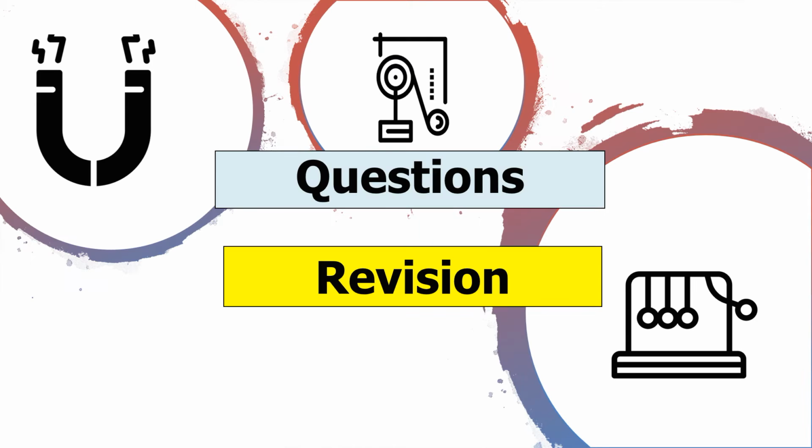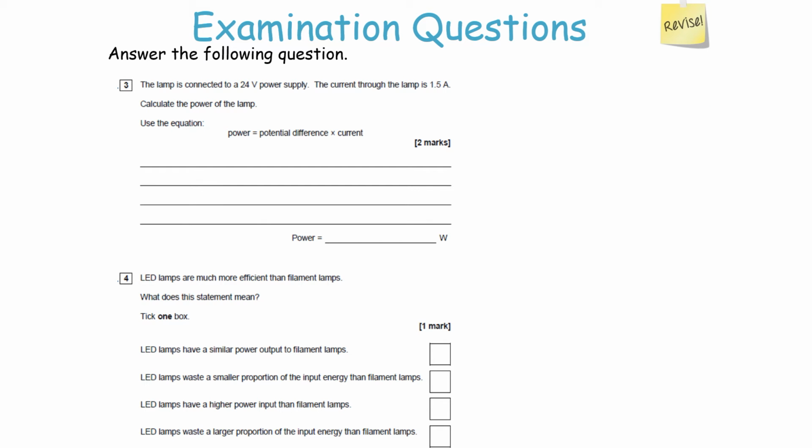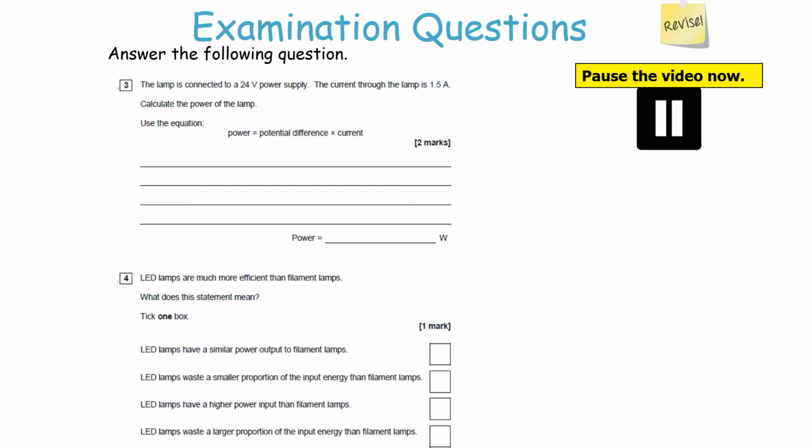So let's start with some questions, and the first topic we're going to look at is electricity. So the first question is: the lamp is connected to a 24 volt power supply. The current through the lamp is 1.5 amps. Calculate the power of the lamp when power equals potential difference times by current, and then LED lamps are much more efficient than filament lamps. What does that statement mean? So pause the video now, then unpause the video when you want to go through the answers.